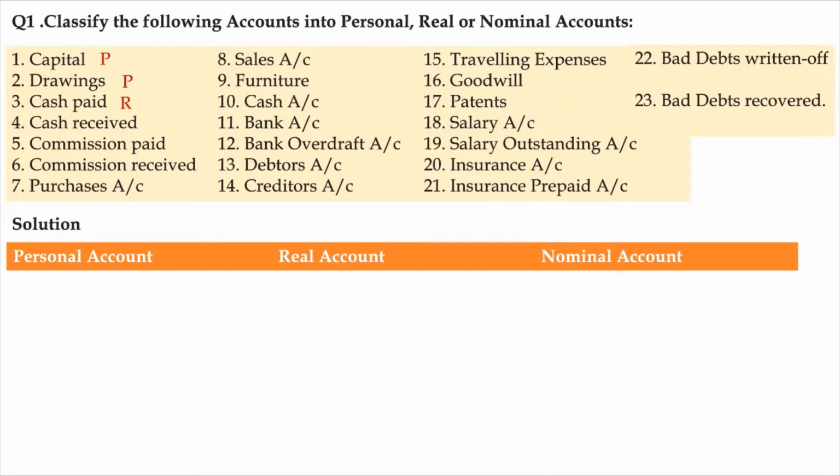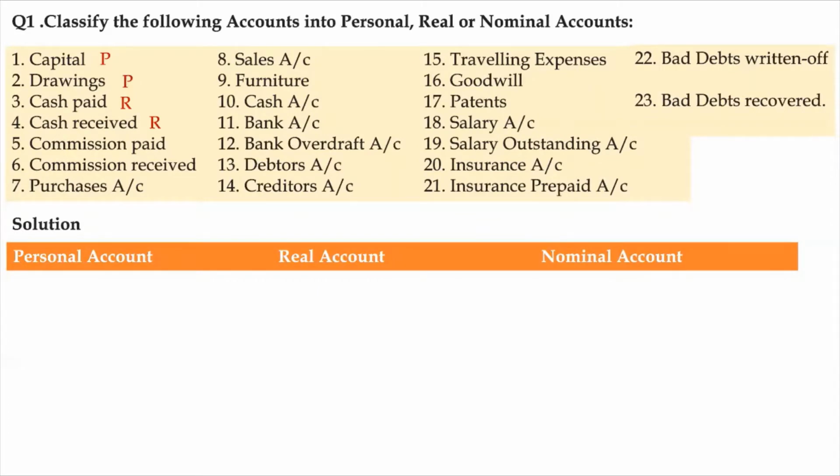Fourth is cash received. Now what is this? Cash is involved. Cash means asset. Asset is related to real account. So we will write R again.